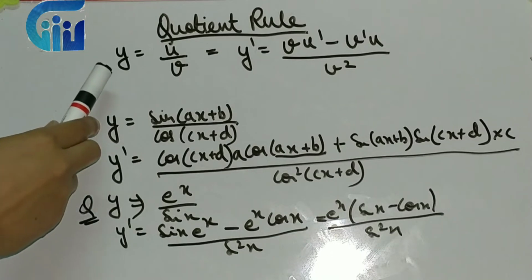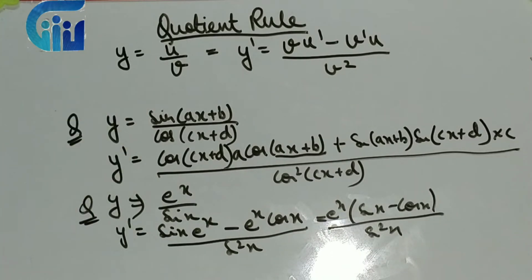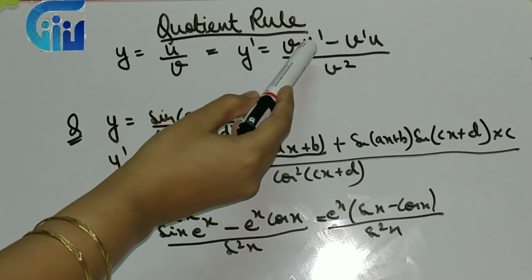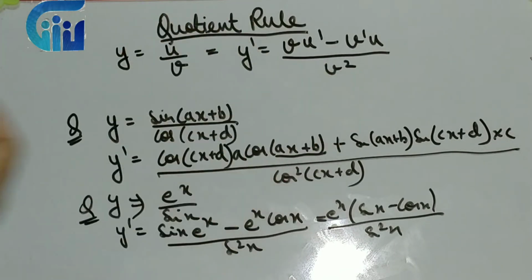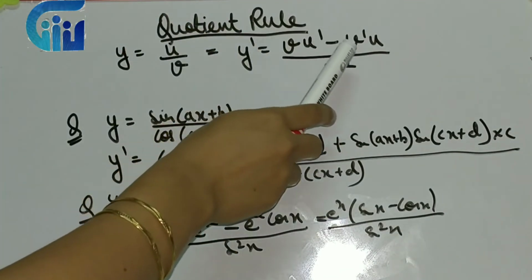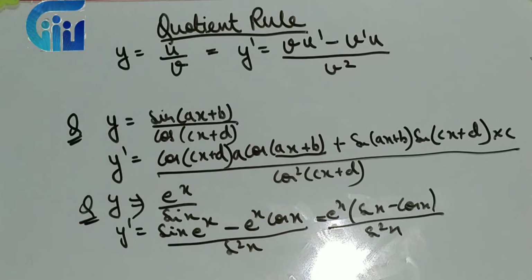Quotient rule says when we have two functions u upon v, let's say they are functions of x, then we have to differentiate y with respect to x. We write it as y dash equals the denominator as it is, the derivative of the numerator, minus vice versa, upon v square. We have to be very careful here since there is a minus sign in between.